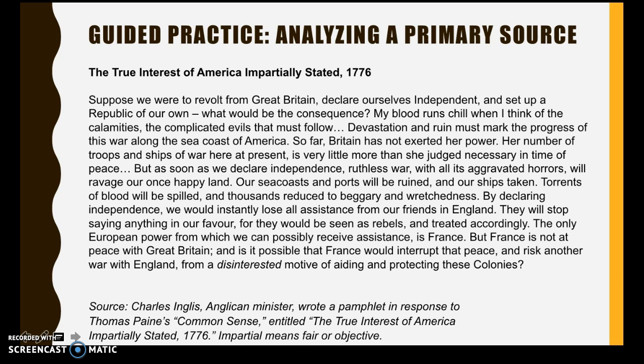So now we're going to do our first guided practice with a primary source. The first thing I'm going to do here is identify the title and the date, which are right up here at the top. The title is The True Interest of America Impartially Stated, and it was written in 1776. And then we see down here at the bottom of the document, we have the source of it, and it was written by Charles Inglis. He was an Anglican minister, and he wrote this as a response to the pamphlet Common Sense by Thomas Paine, which we learned about a while back.